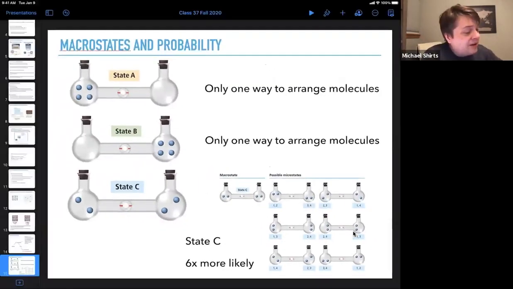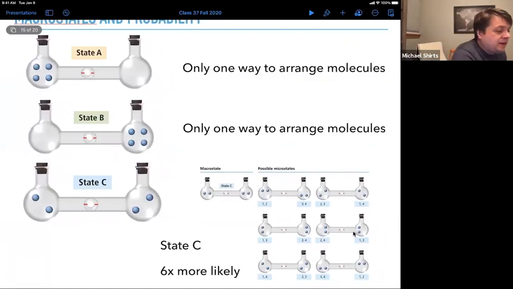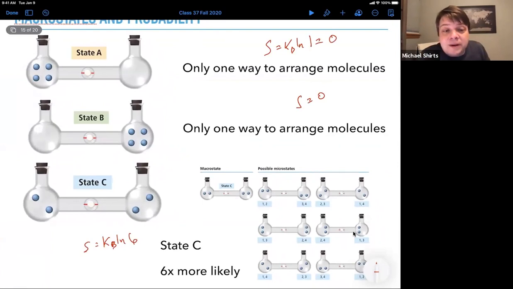So let's actually go through and calculate an entropy here. Here, the entropy is going to be Kb log of the number of states. What's the number of states? 1, so the entropy is 0. Again, here the entropy is 0. In this case, the entropy equals Kb log of 6. We won't try to multiply that out, but that would be the entropy of that state.